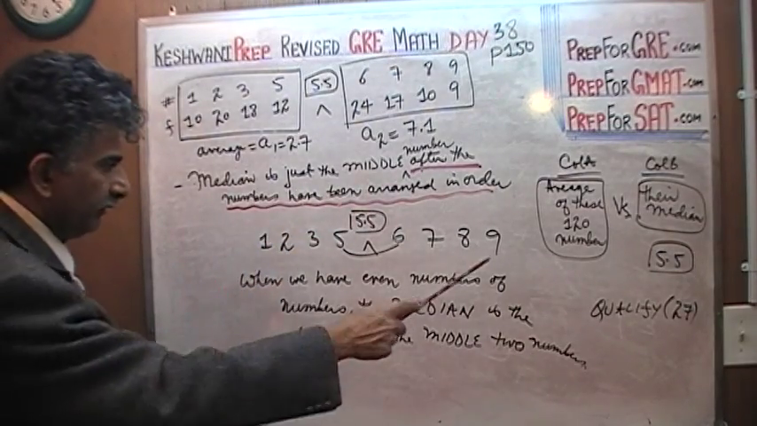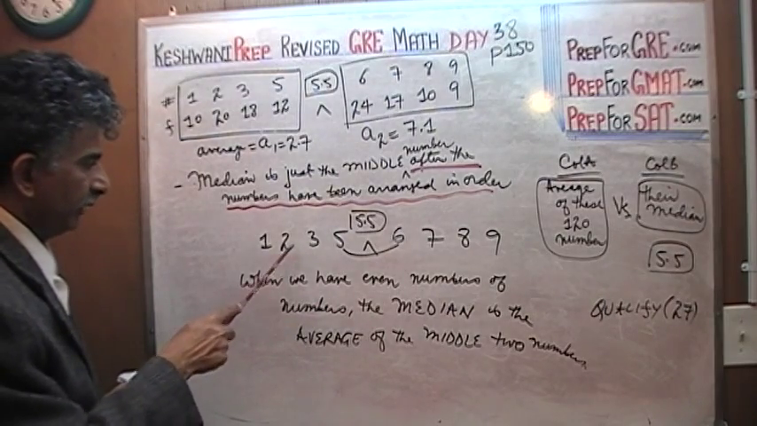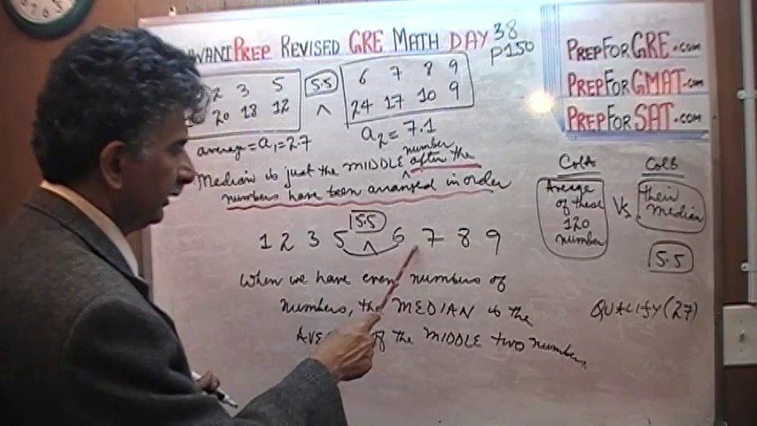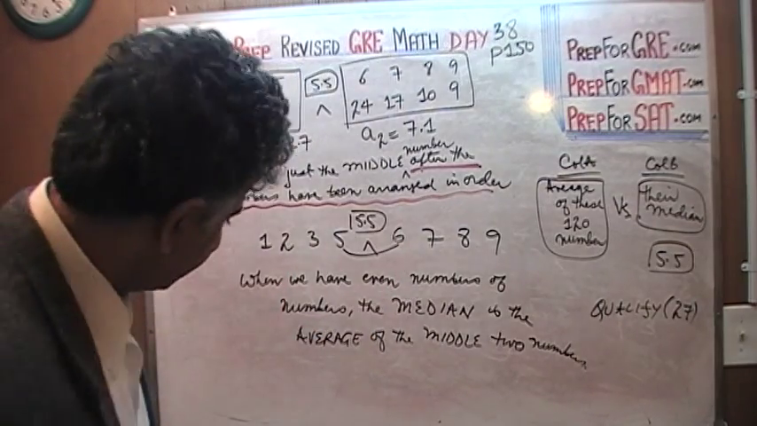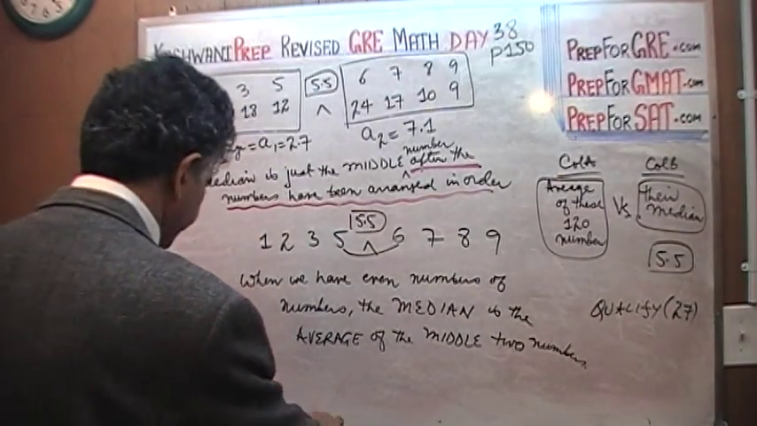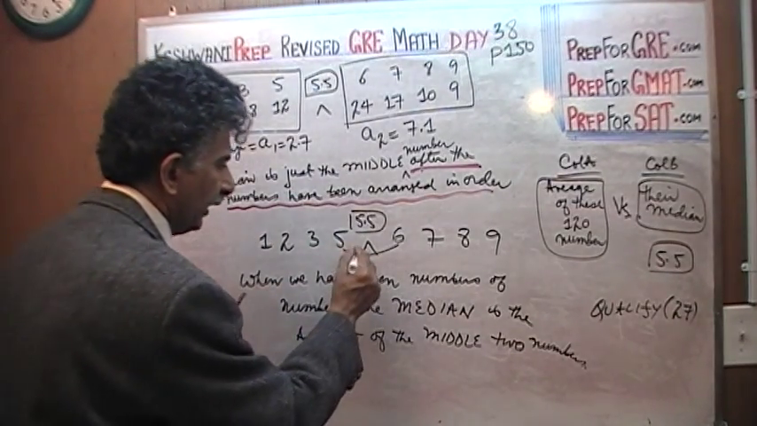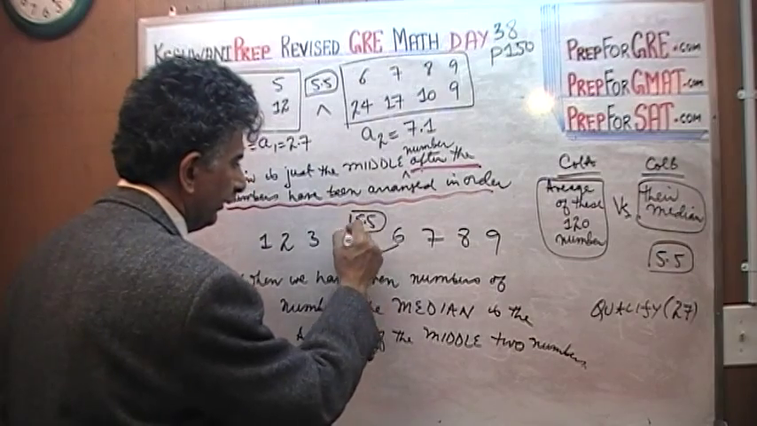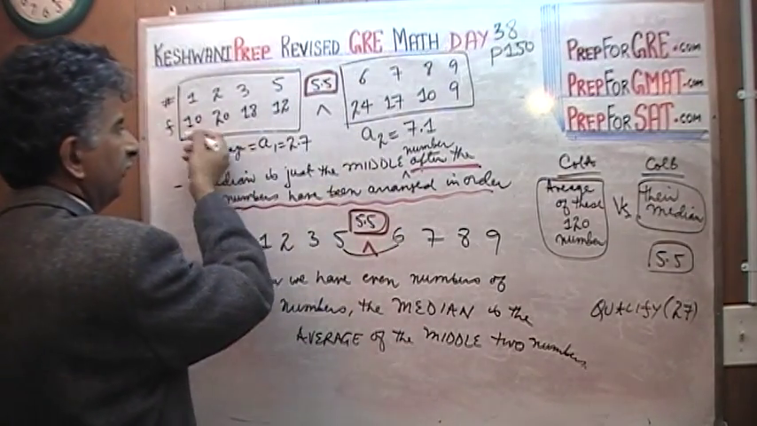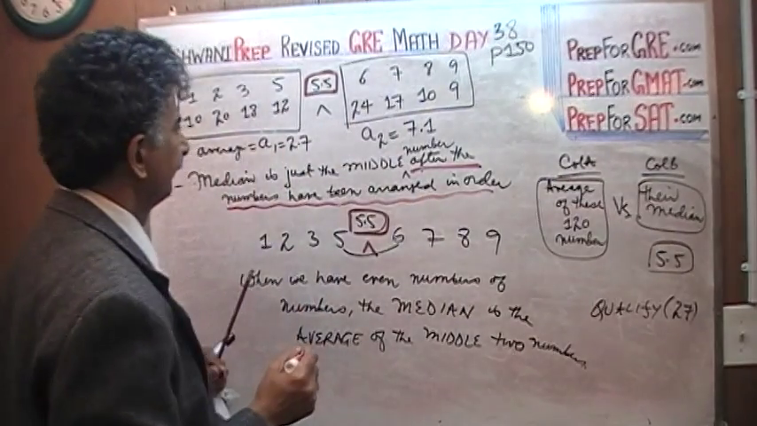Numbers already arranged in order here. There are 8 numbers here, 1, 2, 3, 5. There are 4 here, 6, 7, 8, 9. There are 4 over there. Therefore, the median is something that falls right in the middle of 5 and 6. Something that falls right in the middle of 5 and 6 is 5.5. The exact same thing applies here. There are 60 numbers on this side, 60 on that side.